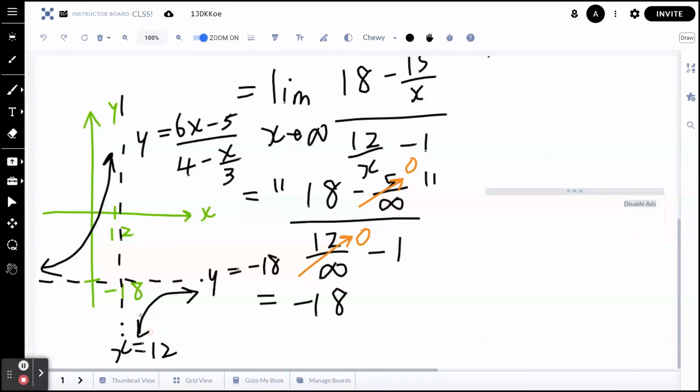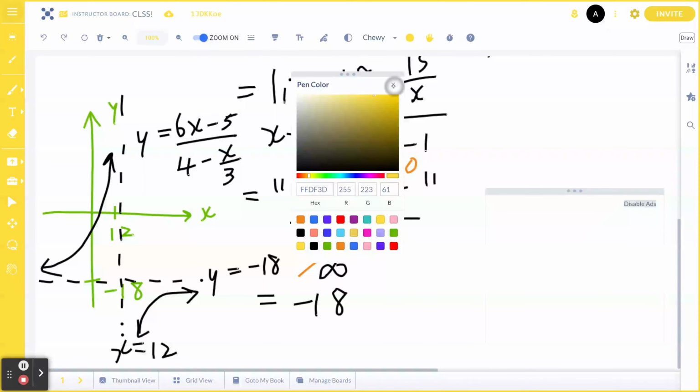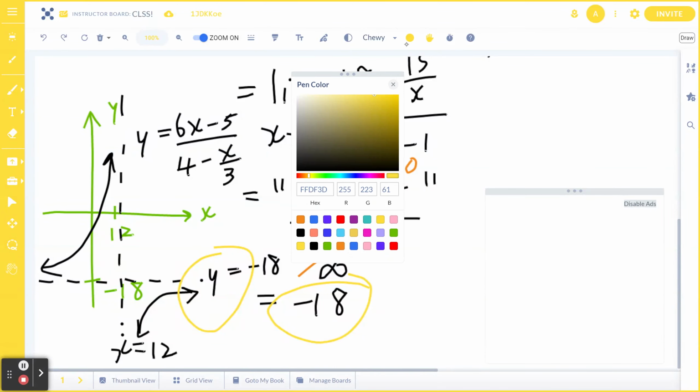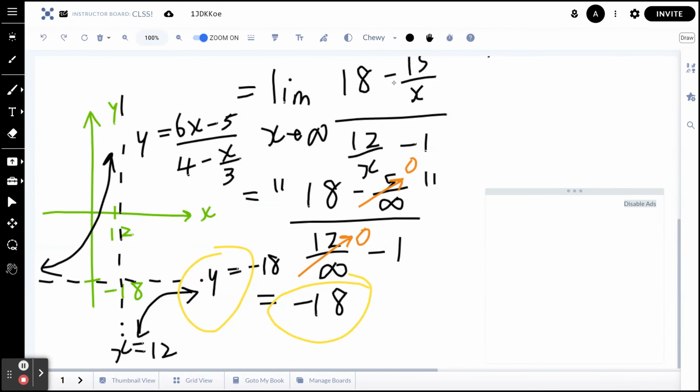Now, if you really look at the limit as x is approaching infinity, and I'll draw this in yellow, the graph is approaching the horizontal asymptote, which is negative 18. And if you really want to show that it's coming from below, you can even put a negative sign here, which really means it's approaching from below.